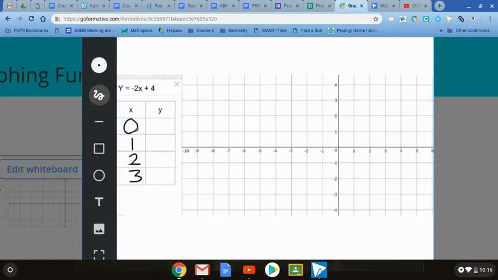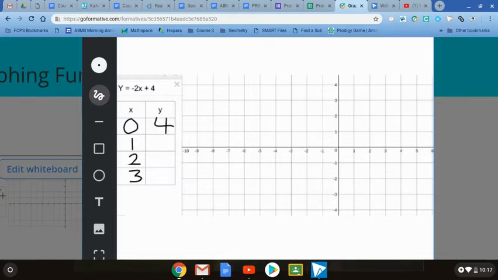So here's how this works. 0 goes into the function where the x is located. So I'm basically doing negative 2 times 0 plus 4. And then whatever the answer is, my output, also known as the y. So I do negative 2 times 0, which is 0, and then 0 plus 4 is 4. So the number goes in, do the math, y is the answer that comes out.